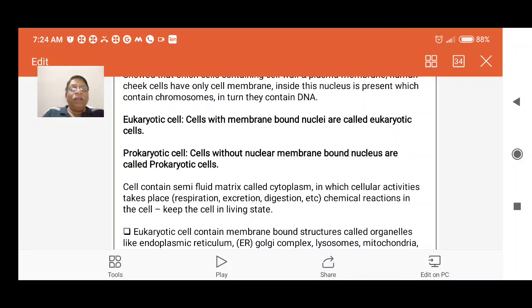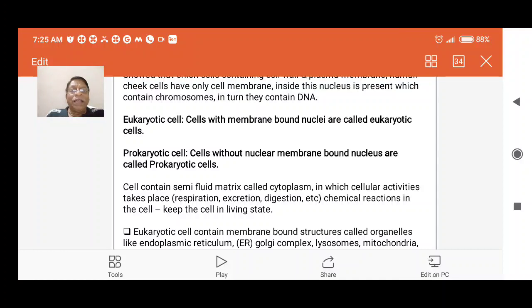Metabolic activities, during these activities, chemical reactions occur. Because of the chemical reactions the cell is kept in a living state. How a cell can be kept in the living state means it is because of the cellular activities. Okay, this is general concept.